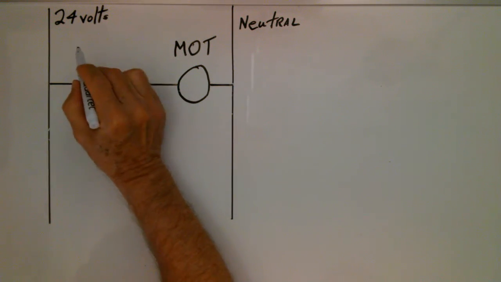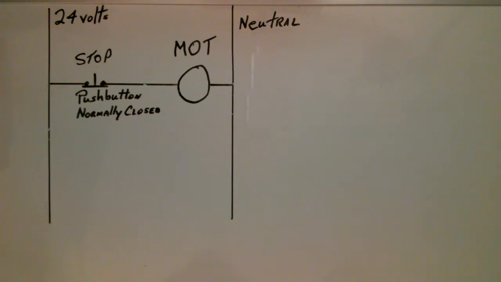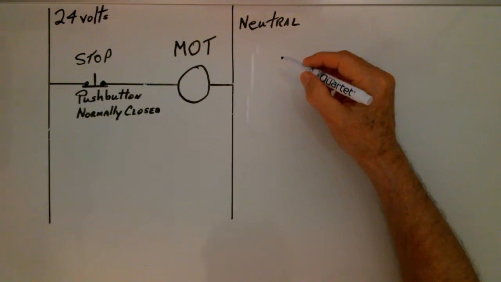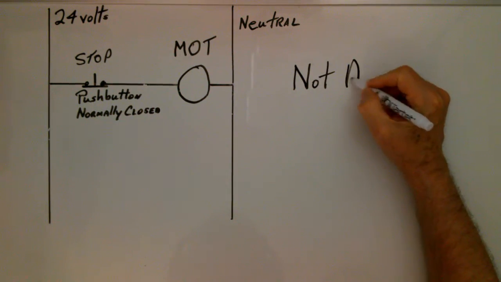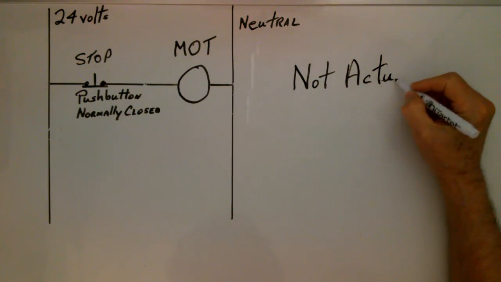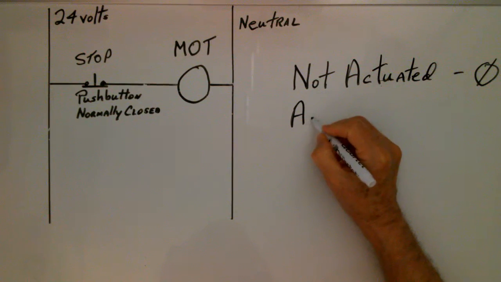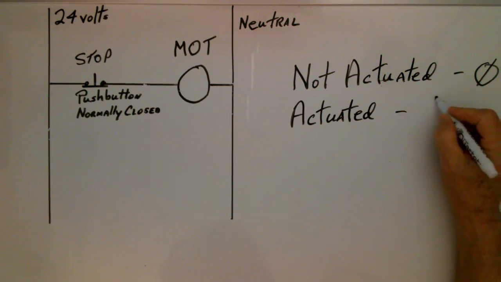So let's give this push button a name called stop. Before I go any further, let's talk about the Boolean state classification. If something is not actuated, it is in a state of 0. If the device, whatever we're talking about, is actuated, it's in a state of 1.